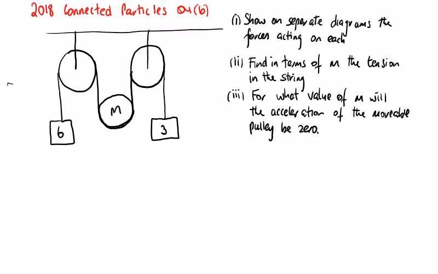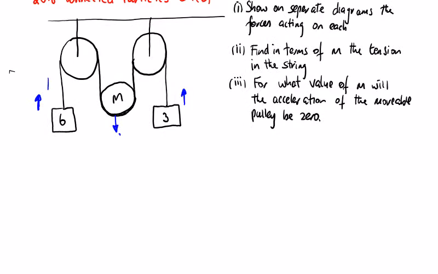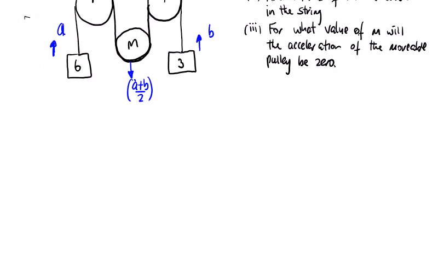Part 2 asks to find, in terms of m, the tension in the string, and part 3 you're asked for what value of m will the acceleration of the movable pulley be 0. Okay, so I think the best way to do these questions, imagine that this guy is going down and the other two are going up. Because of the two strings, the accelerations will be different. So we call this acceleration A, this one B. So this acceleration will be (A plus B) over 2. It's the key to this question. Okay, so let's look at the forces on separate diagrams.